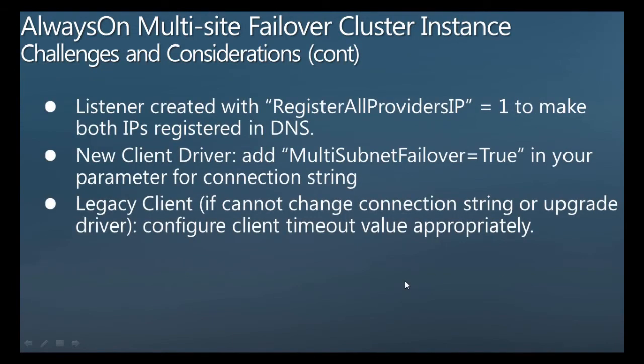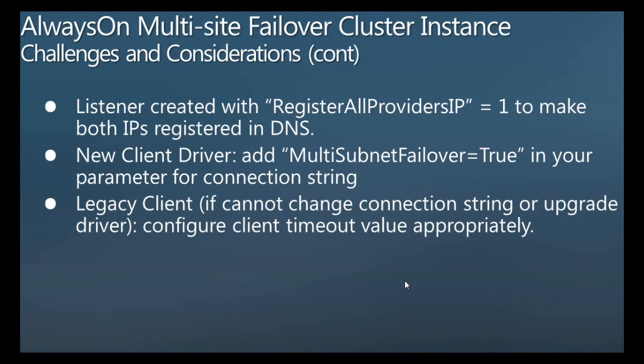And also, I mentioned when we create the virtual network name, which is actually the listener, we set register all provider's IP equals to 1. So this will make sure we register both IPs in DNS. So here brings another problem, because for the legacy client, if you resolve the DNS and come back with two IPs, it will randomly try one IP first, wait for the timeout, and try the second IP.